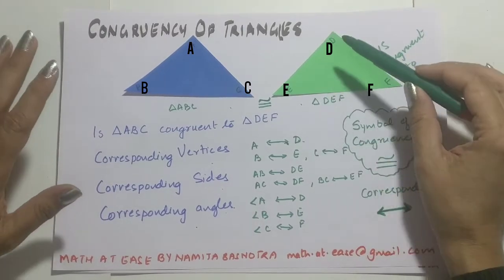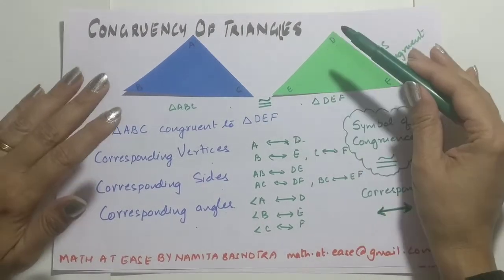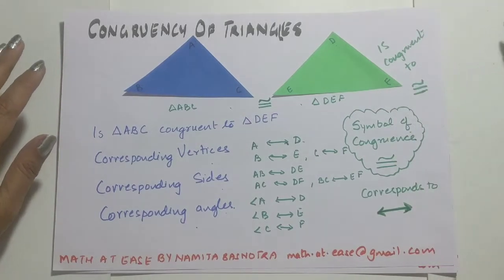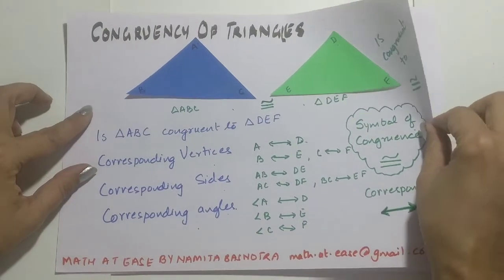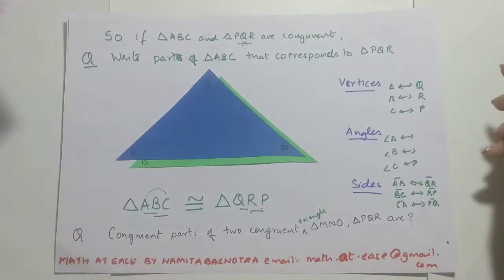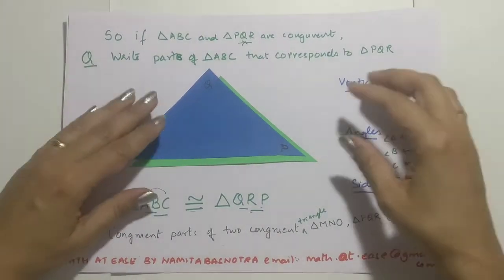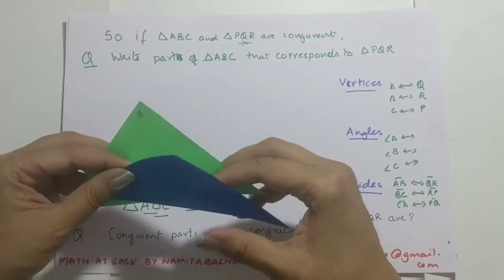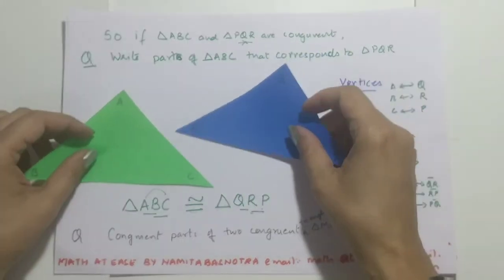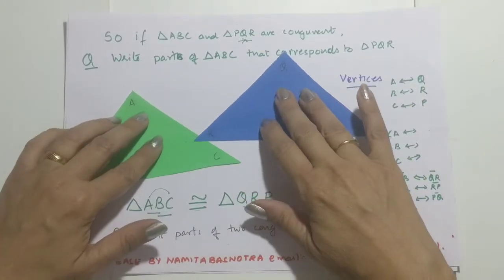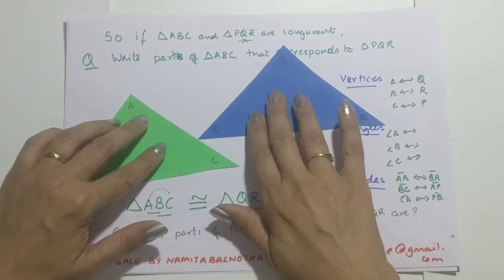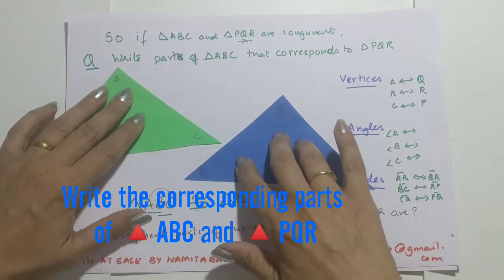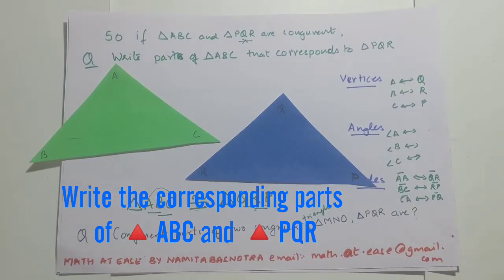So you have to be very careful and you have to see the corresponding sides, angles and vertices in these two triangles. So after this, what you have to do is, here I have again two triangles for you and I'm trying to place them here for you, and you will be now writing on your own the corresponding sides, angles and vertices of these two triangles.